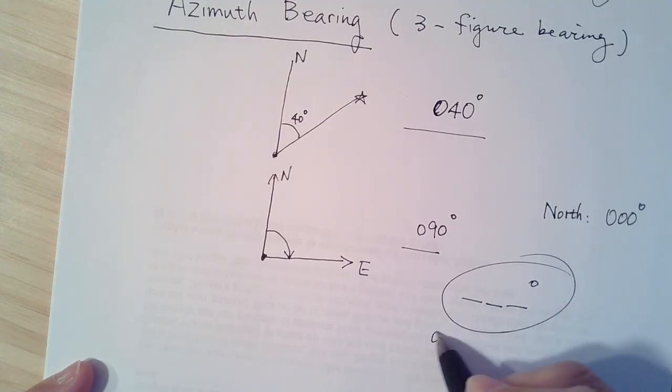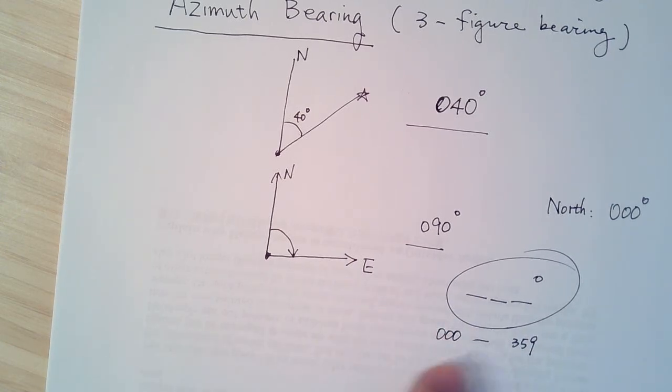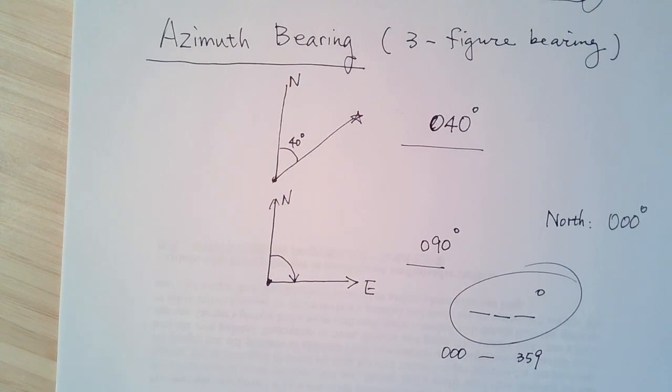In the system, you start from 0, 0, 0 to 359 because we don't have 360. 360 is going to be exactly the same as 0, 0, 0. So this is the three-figure azimuth bearing system. And the number always goes from 000 to 359, three digits, and no negatives, and nothing greater than or equal to 360. So it's cool, isn't it?